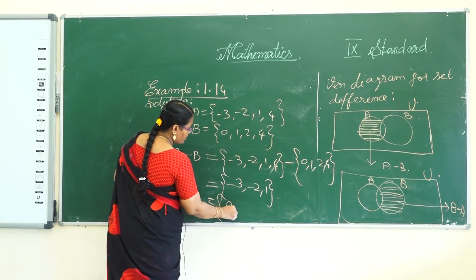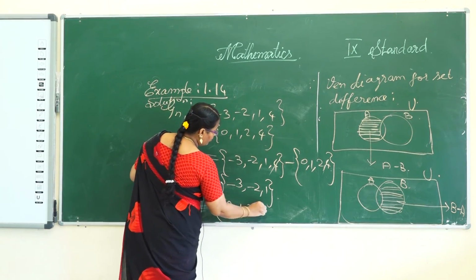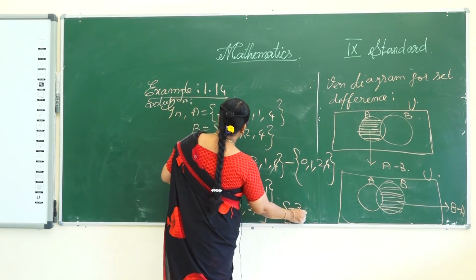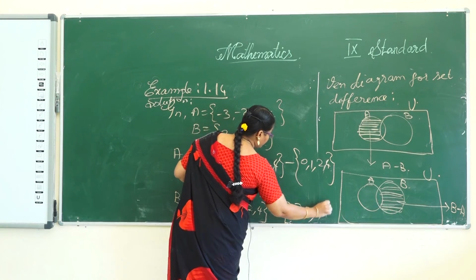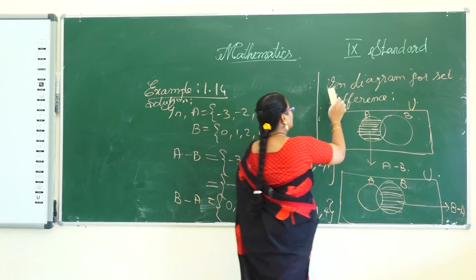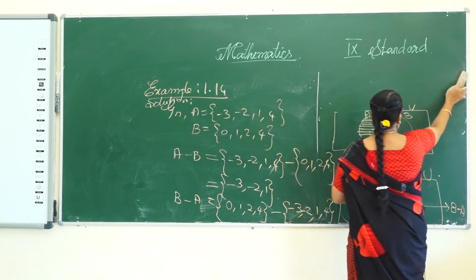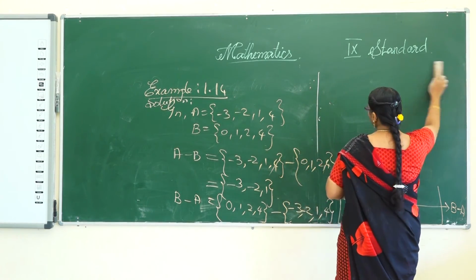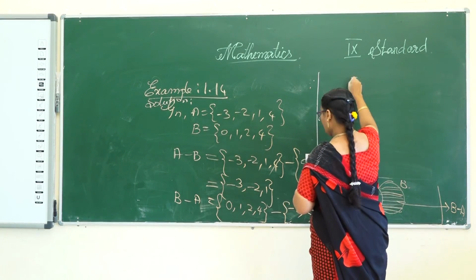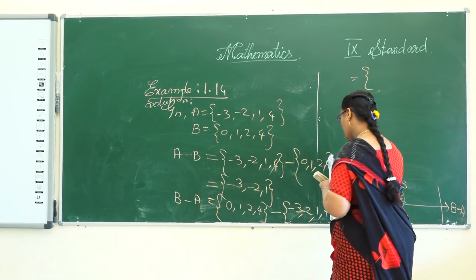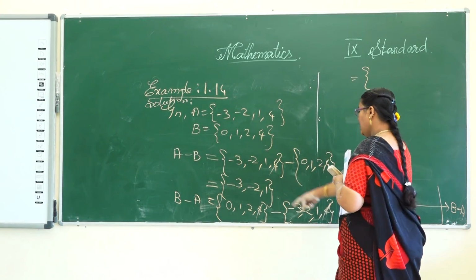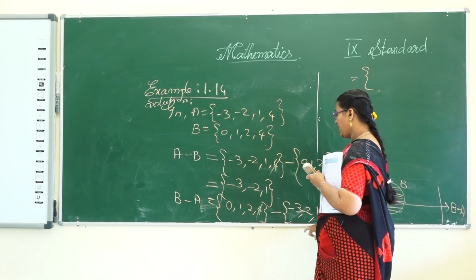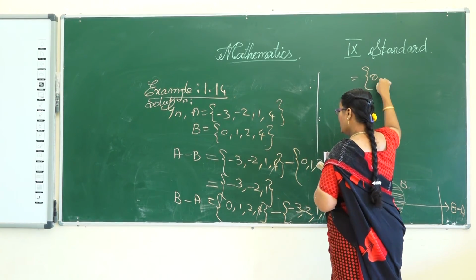So first write all the elements in set B: 0, 1, 2, 4. Difference minus 3, minus 2, 1, 4. So which are the elements common? 1, 4. Cancel them. Only consider the remaining elements in set B. So omit all the elements of set A. So what remains? 0, 2.